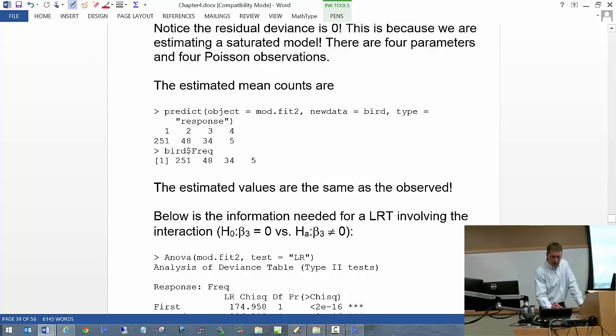So in a saturated model situation, remember what that says. What you predict the response to be should be equal to what was observed. So let's use the predict function again now with this model's fit. And look at this. The mu hats are exactly equal to what was observed.